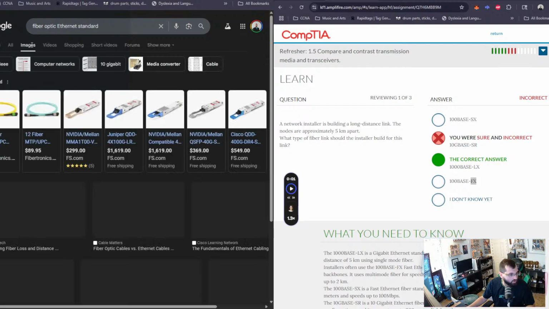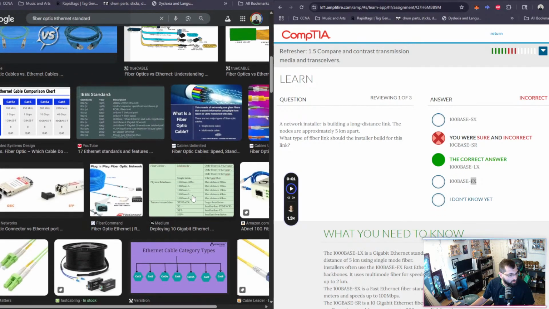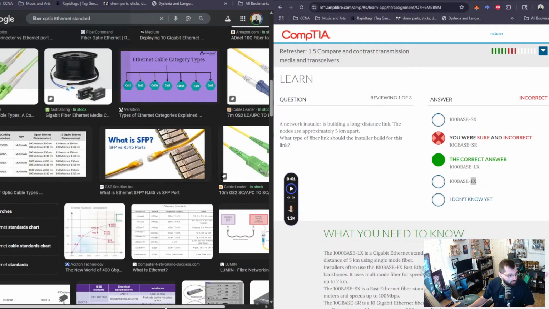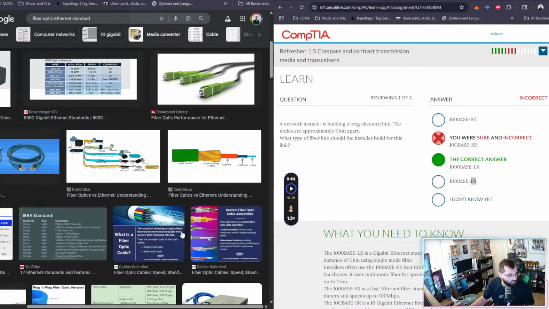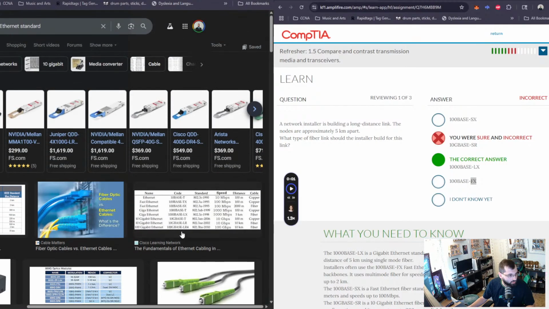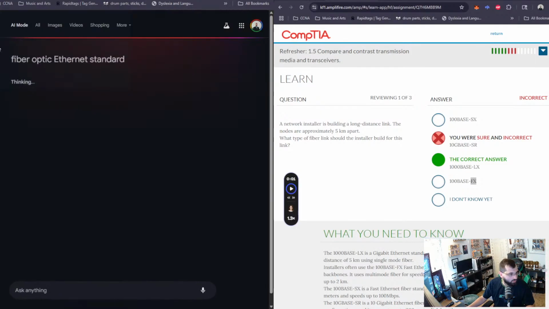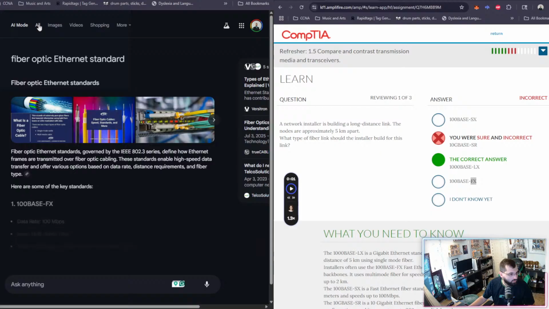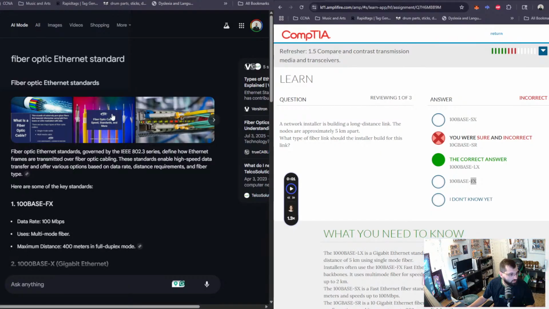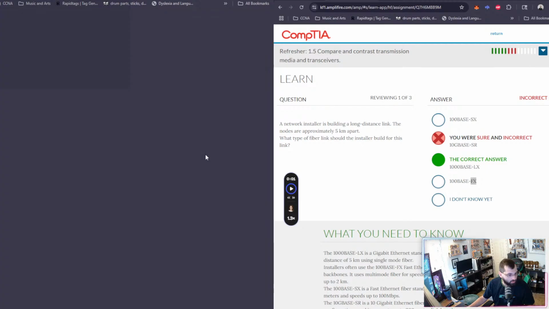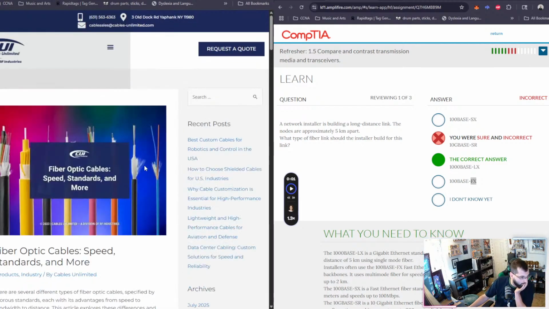Give me an image. Buddy. No, what was the image that was right there? This. What is this image? Show me this image. Make it bigger. Wow. Fiber just blows my mind, dude.